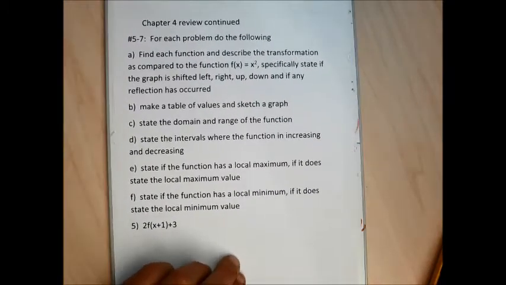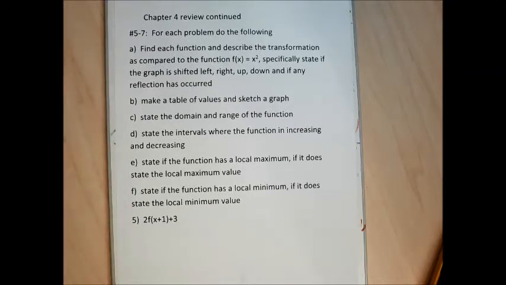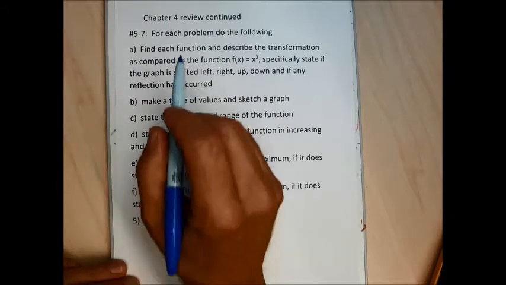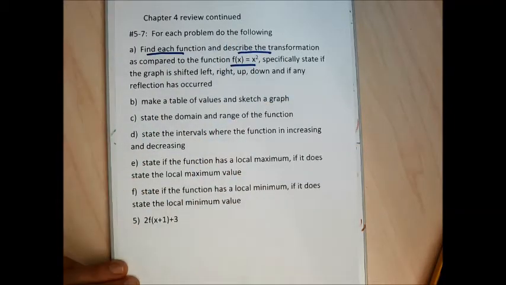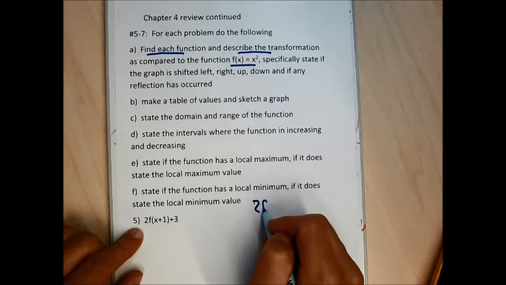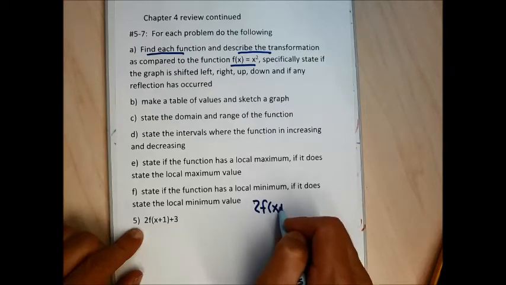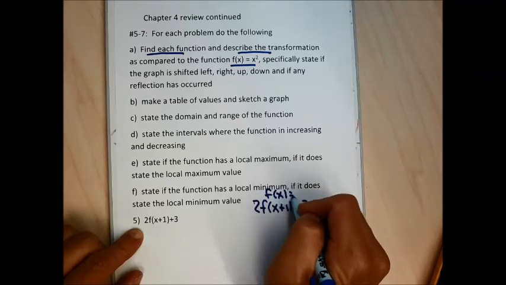So 5, 6, and 7 have a ton of parts, and the first part is: find each function, describe the transformation from f of x equal to x squared, specifically state if the graph shifted left, right, up or down, and say narrower or wider, and if any reflection has occurred. So in question 5, I want to find 2 times f of x plus 1, plus 3, when f of x is x squared.